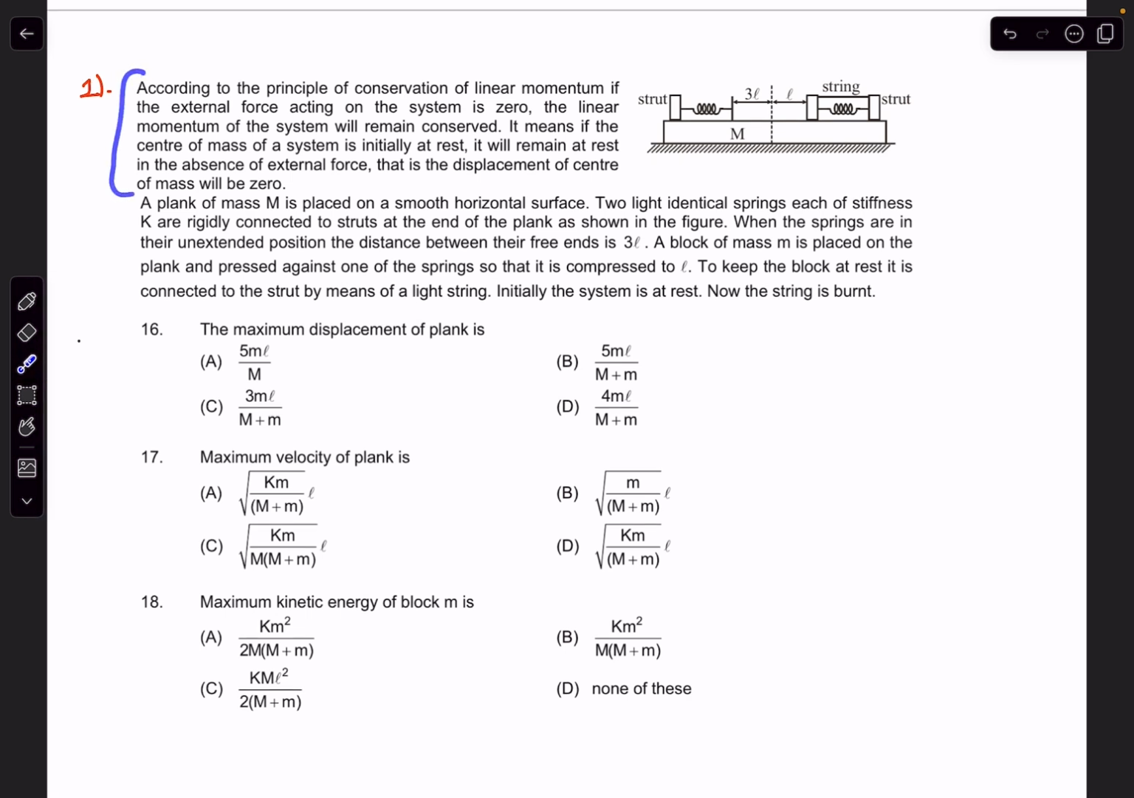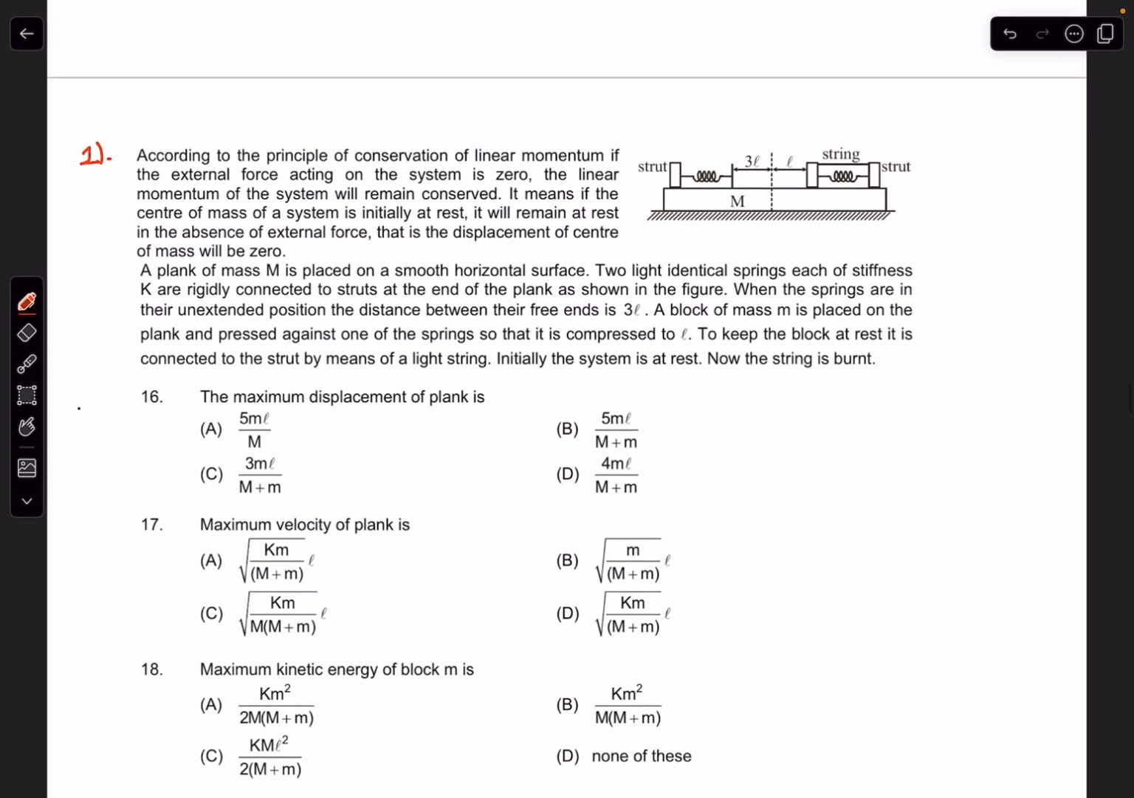In the first paragraph, they're saying, according to the principle of conservation of momentum, if the external force acting on the system is zero, the linear momentum of the system will remain conserved. It means if the center of mass of a system is initially at rest, it will remain at rest in the absence of external force. That is, the displacement of the center of mass will be zero.